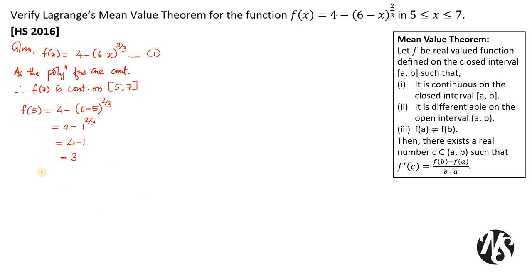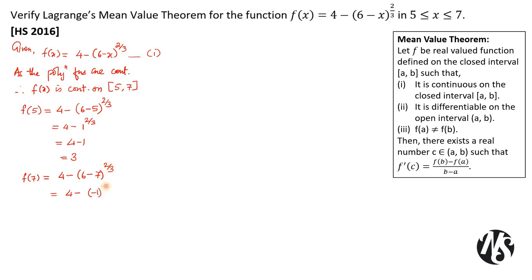Right, so we got f(5). Now we will find out what f(7) is. So f(7) equals 4 minus (6 minus x), x goes to 7, to the power 2 by 3. So now it is 4 minus, how much is this? 6 minus 7 is minus 1.